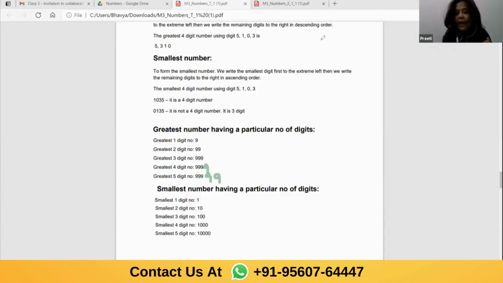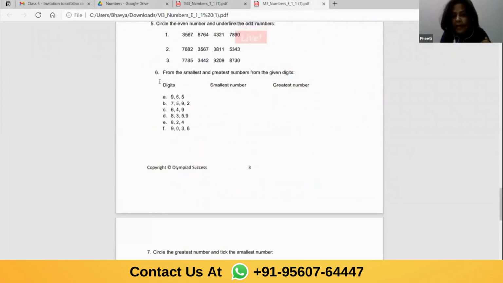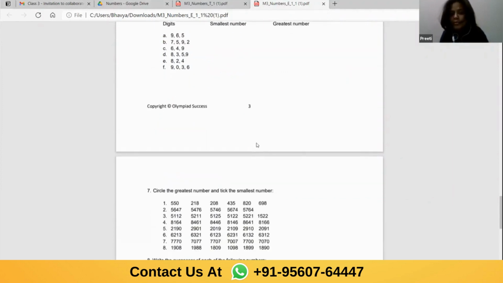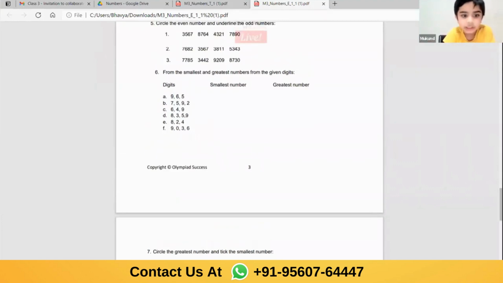Now children, coming back to the sheet, the other one. Now you people can do question number 6 easily and question number 7 also from the same sheet. I'm not changing the sheet. Ma'am, I have done question number 6. Smallest number and the greatest number. Should I write 5 in the smallest number and write 6 and 9 in the greatest number?